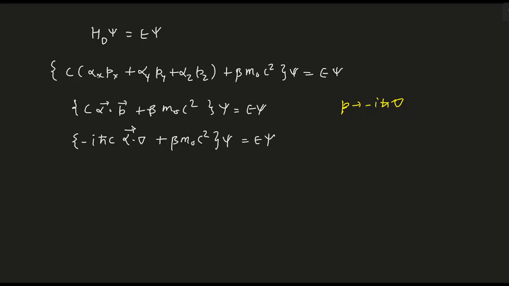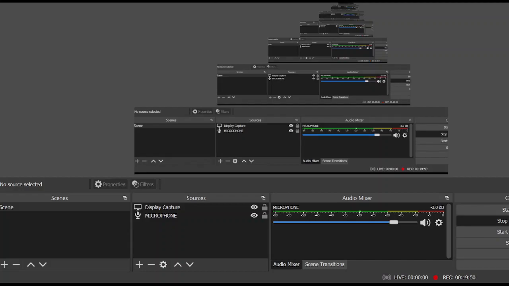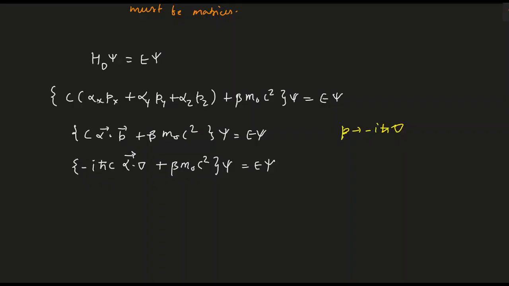So now it's going great. The thing you see here, let me make it more illustrative for you. This E psi can be written as i h-bar del by del t, which equals minus i h-bar c alpha dot del plus beta m_0 c squared, this thing acting on psi too.